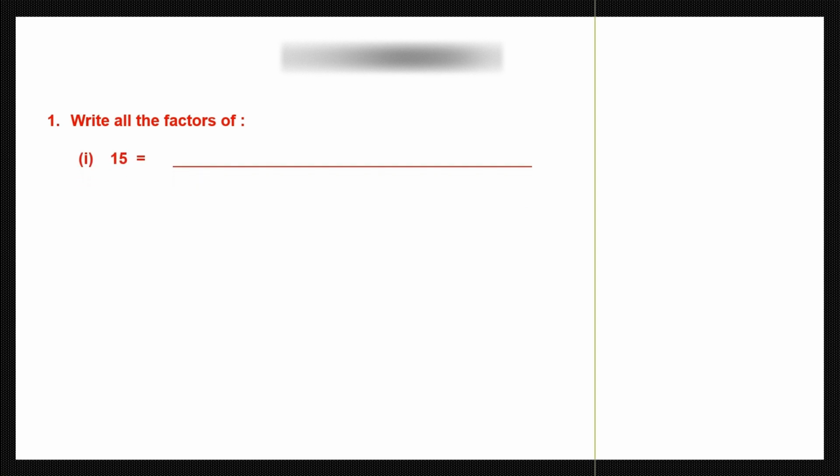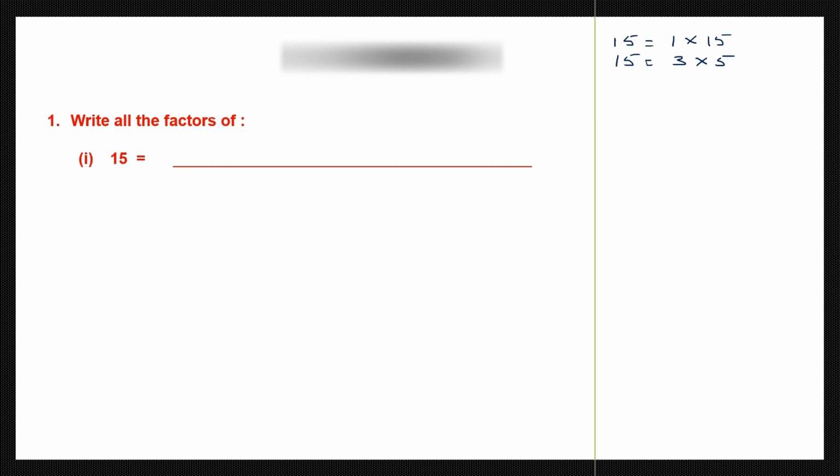Now what are factors? Factors are the numbers that multiply to give you this number. Numbers that divide 15 completely. Okay, now what are the numbers that give you 15? 1 into 15 is 15. Okay, what else will give you 15? 3 fives are 15. That's it, isn't it?